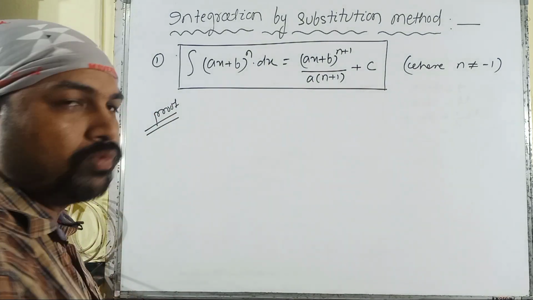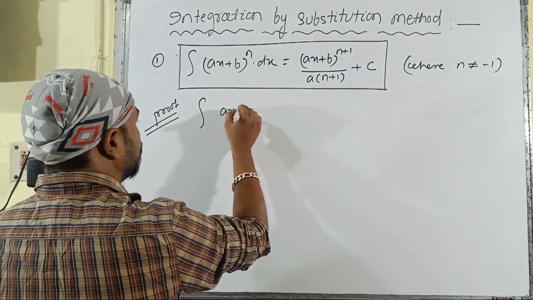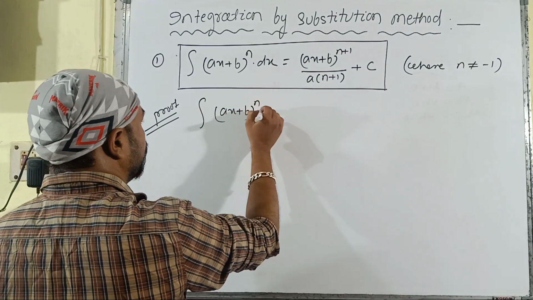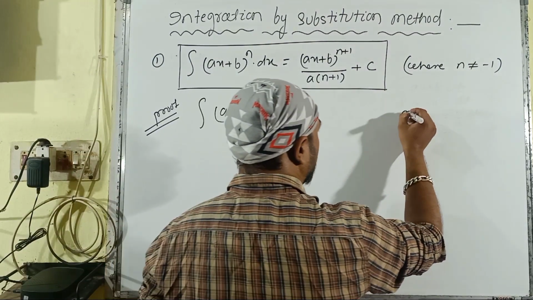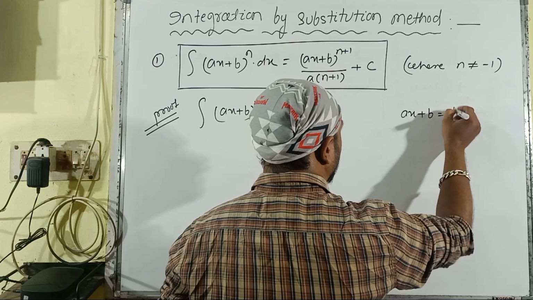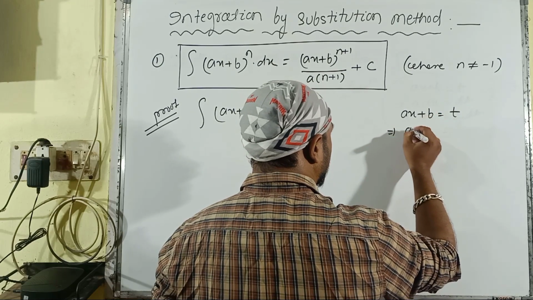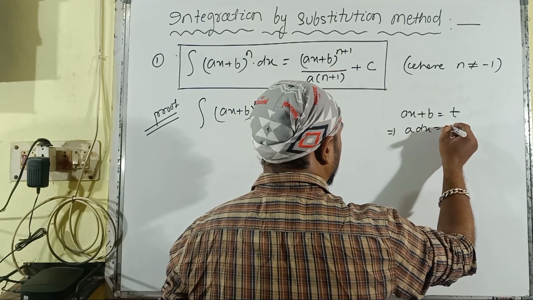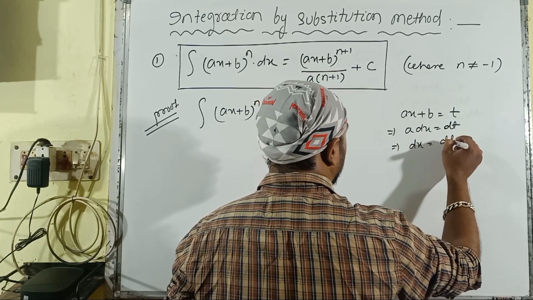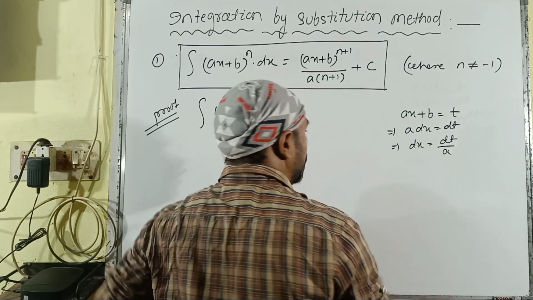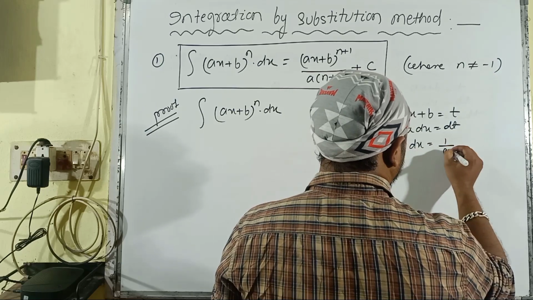So here is the proof of the first theorem: integral of ax plus b to the power n with respect to x. First of all, we have to consider ax plus b as t. Then differentiating both sides, we get a dx equals dt, and then dx will be dt divided by a, or you can write 1 by a dt.